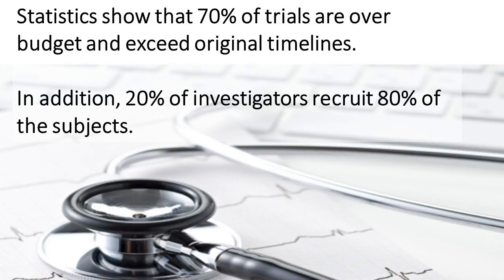Statistics show that 70% of trials are over budget and exceed original timelines. In addition, 20% of investigators recruit 80% of the subjects. Utilizing good content management practices and establishing well-organized systems can assist in managing and reducing clinical process timelines significantly. Providing an efficient and robust process and exchange platform for sponsors to communicate more effectively with their partners or CROs can give them a boost in efficiency and can accelerate your trials significantly.